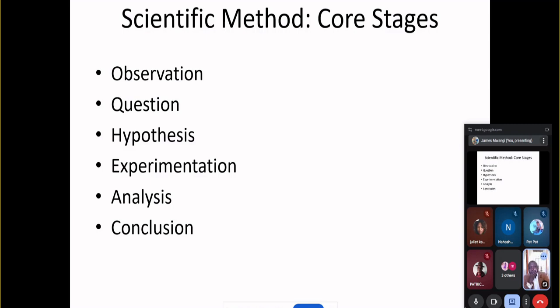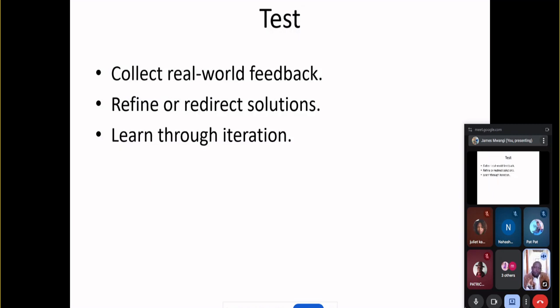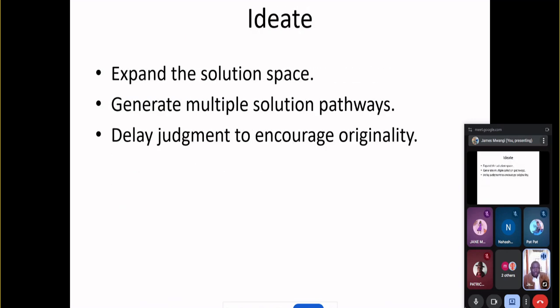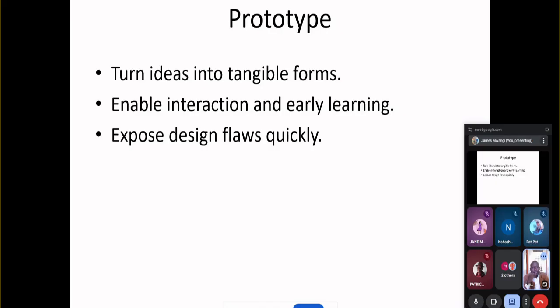Then we go to the next stage, but before you go to that one, let's go back and look at a refresh of design thinking. So you have these five stages: empathize, define the problem, and then you expand, ideate. You expand the solution space, have various solutions. Then you create a prototype, you test to iterate.